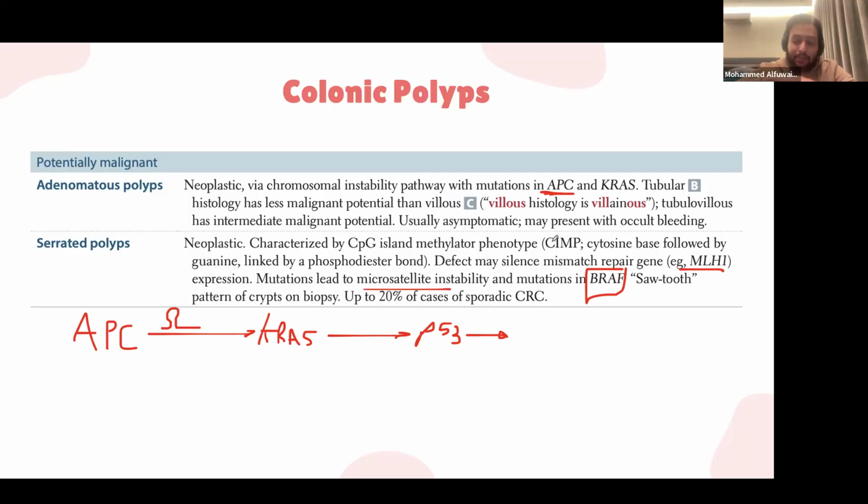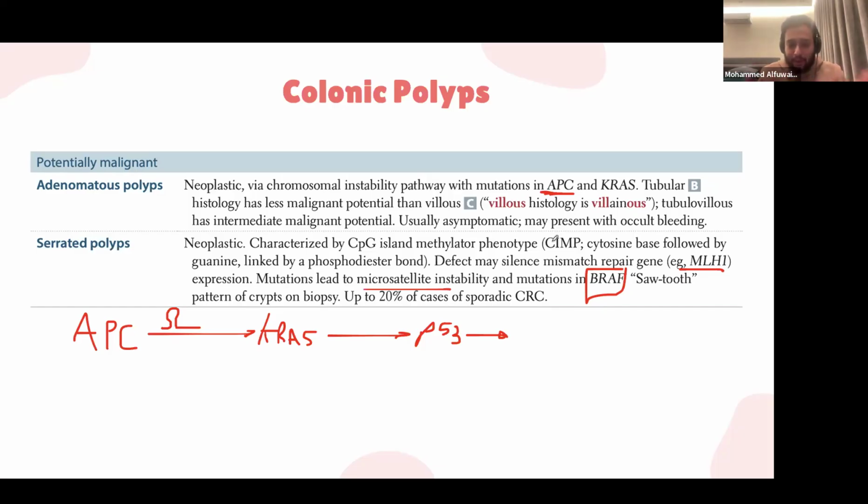The reason why I mix serrated polyps with Lynch syndrome is that you can make it a sequence of events, which makes it easier for you to memorize. If you have serrated polyps on their own, they can lead to sporadic cancer. If you have multiple of these polyps, they can form into Lynch syndrome or HNPCC, because it's the same mutation in this case, MLH1.